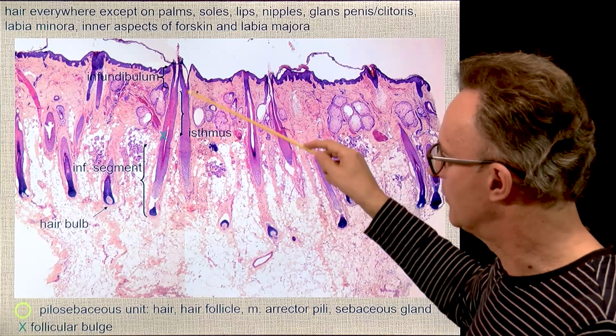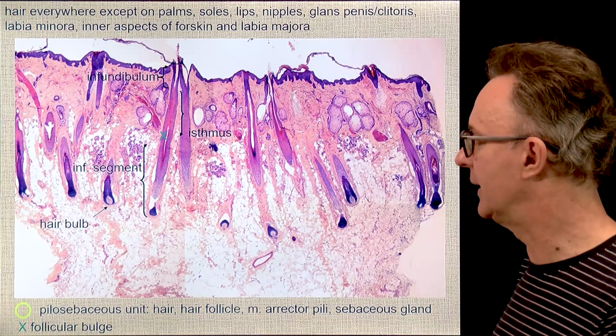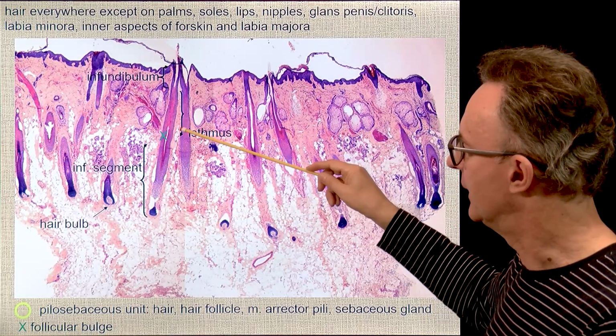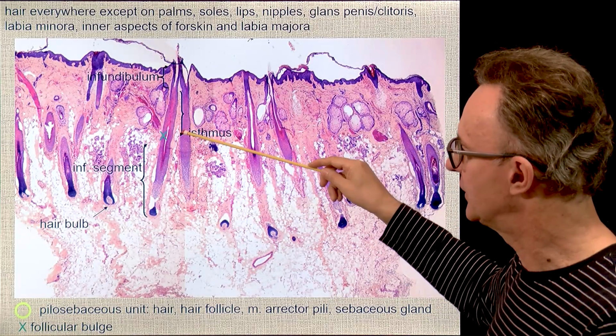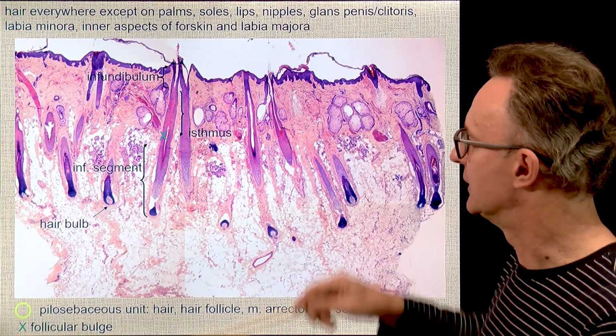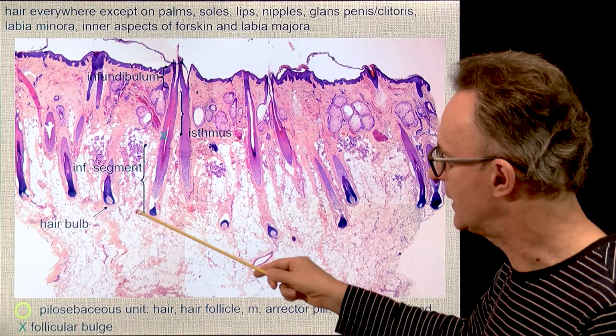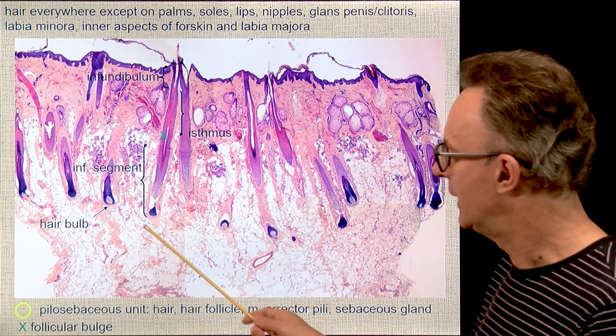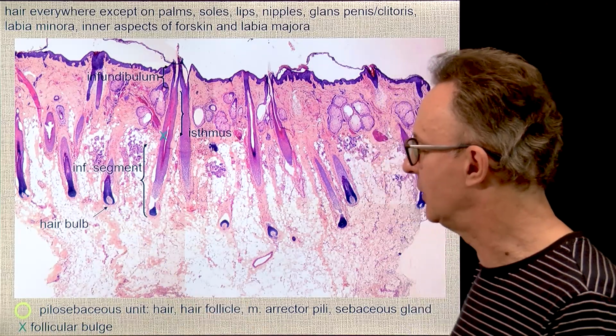And here we have to mention the three parts of the hair follicle. The lower part is the inferior segment. Then we have a narrow point, the isthmus, and the uppermost part, again enlarged, is called the infundibulum. The inferior segment contains an enlargement at the bottom called the bulb, and you see a quite pale invagination.